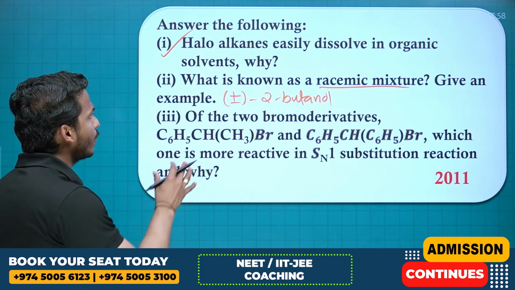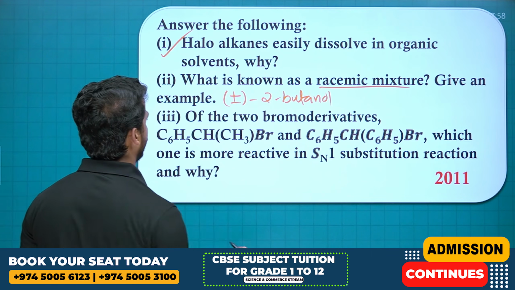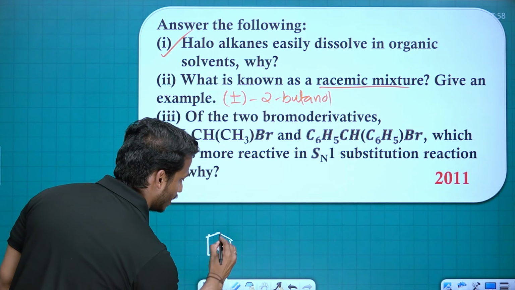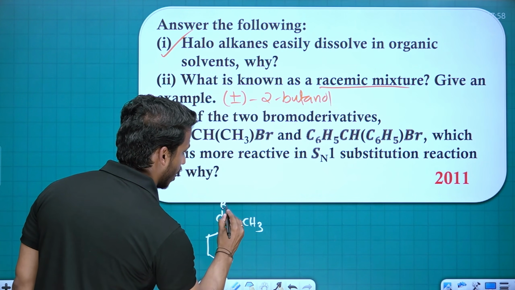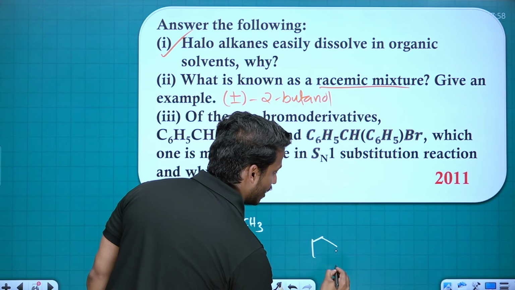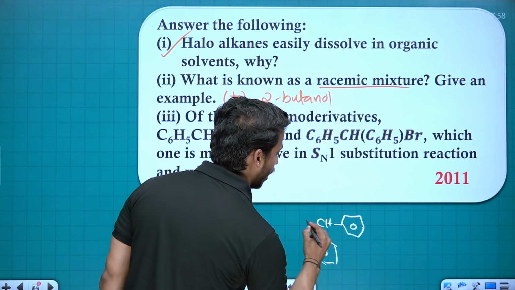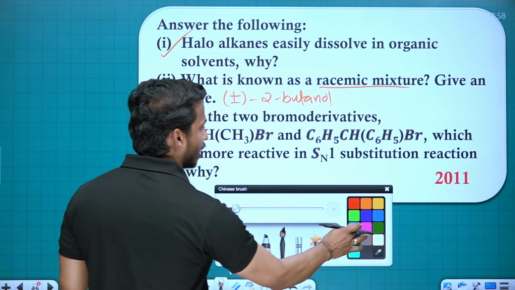That's it. Of the two bromo derivatives, which will undergo SN1 reaction faster? Let me take the compounds here. C6H5, CH, CH3, Br. And we have another with C6H5, CH, another C6H5, and Br. This is the compound given, which is more reactive toward SN1.